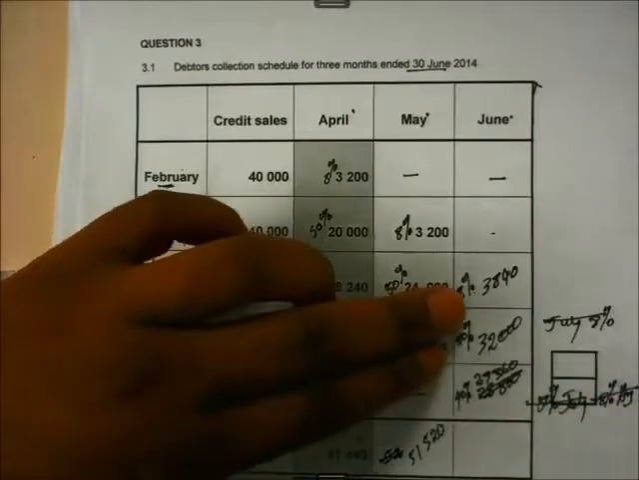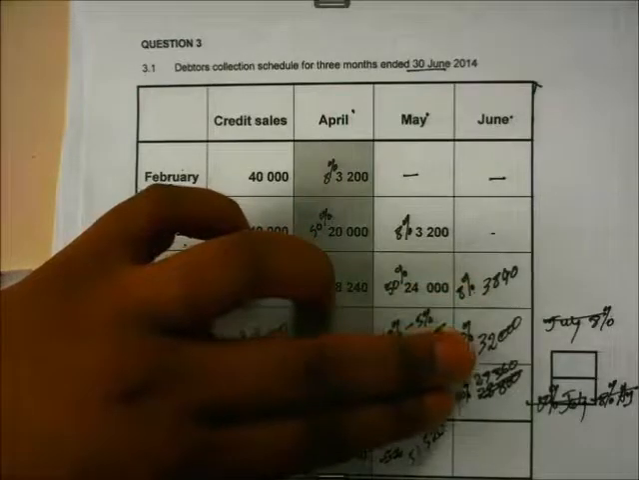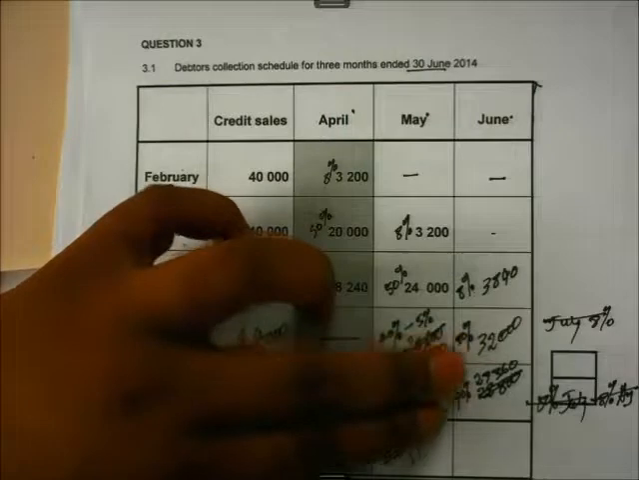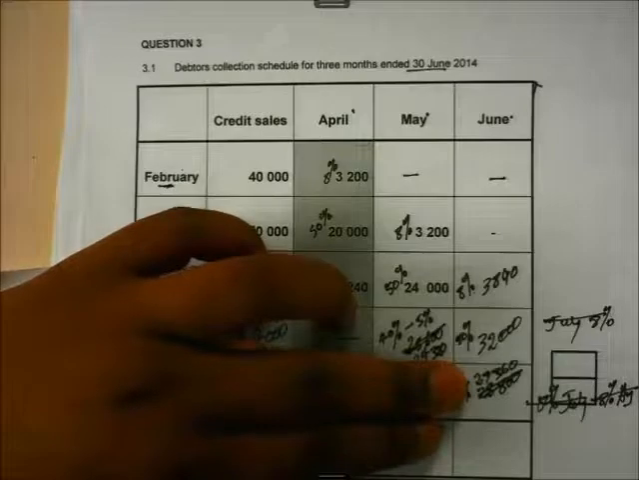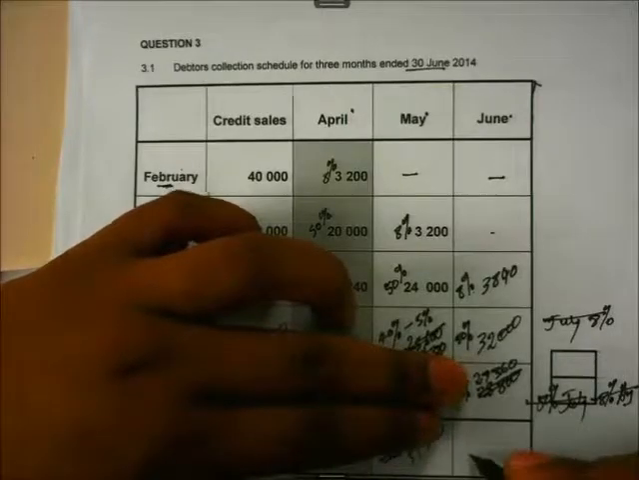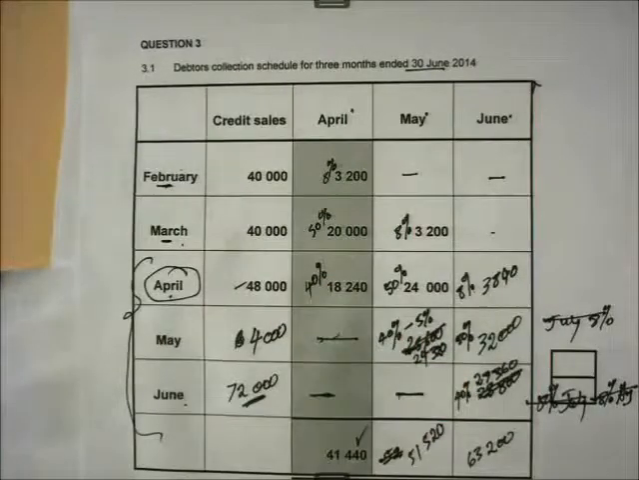That gives us 51,520. In June, we have 3,840 plus 32,000 plus 27,360. That gives us 63,200 rands.